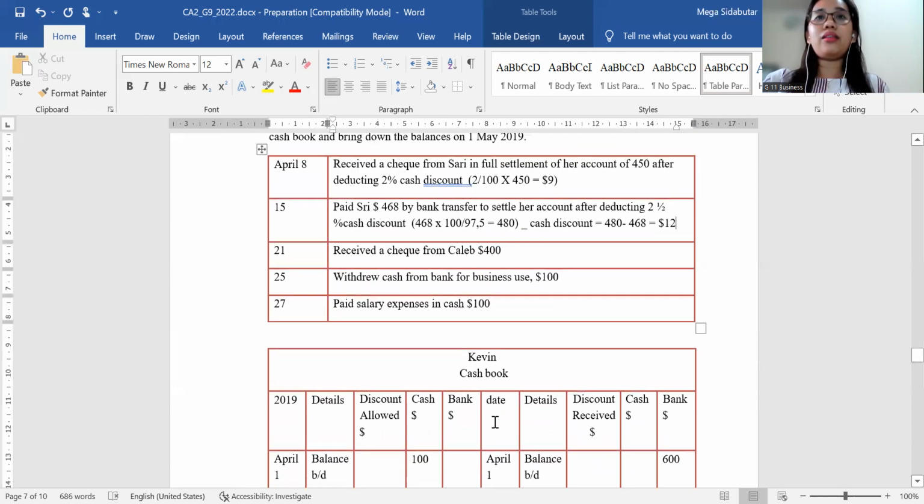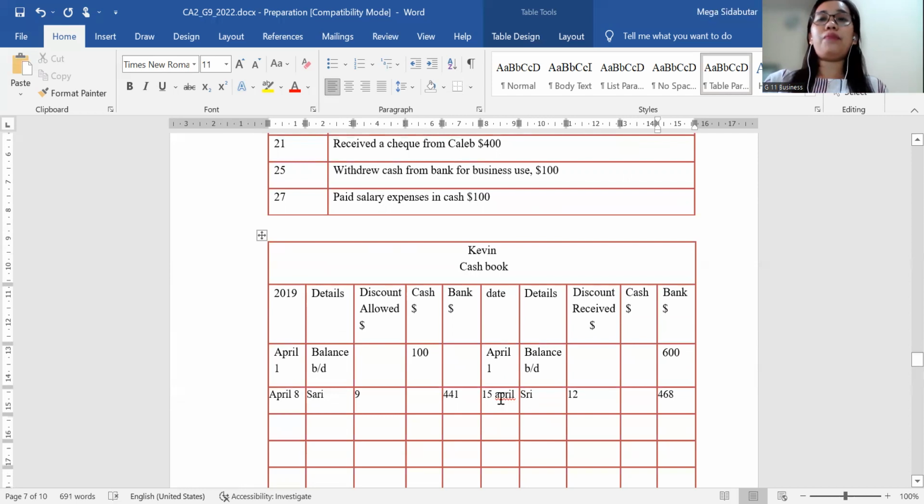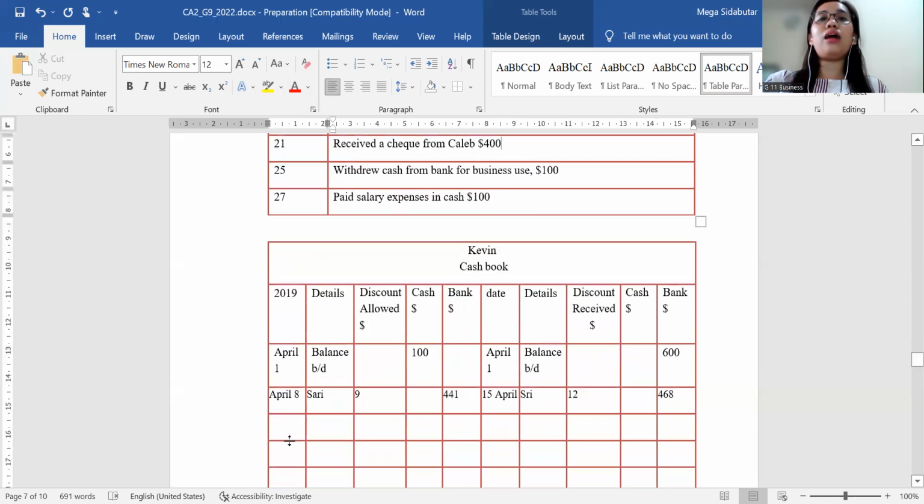Okay, this one is paid, so we put it on the credit side, April 15. The total discount is 12, and then credit transfer, which will affect the bank, 468. Okay, that will be April 15. Easy, right? Number 21st, receive a check from Caleb. Since this one is a receipt, we put it on the debit side. Caleb, a check, that will be 400.